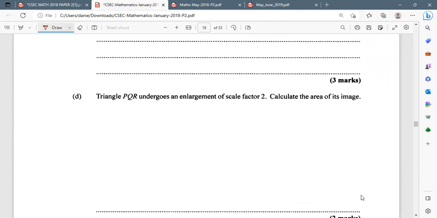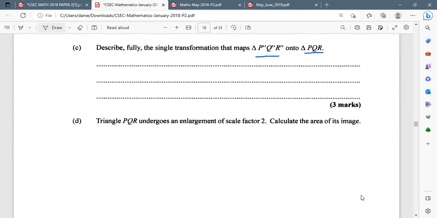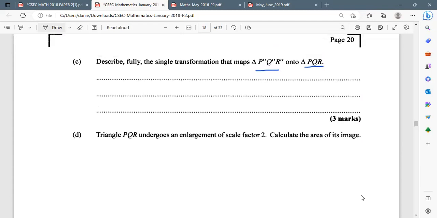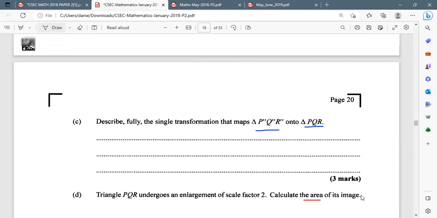Alright, so now they tell us the enlargement. PQR undergoes an enlargement of scale factor 2. Calculate this area. To do this, we first need to know what the enlargement is. But they told us that they want the area. And remember, if I make something bigger, that means the area will increase by the same factor. So all I need to do for this question is find the amount of blocks in the first one and just multiply it by 2.